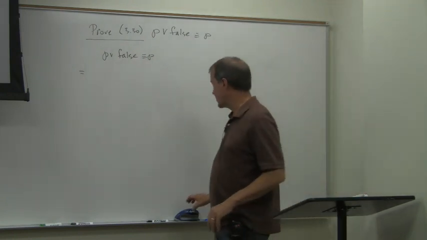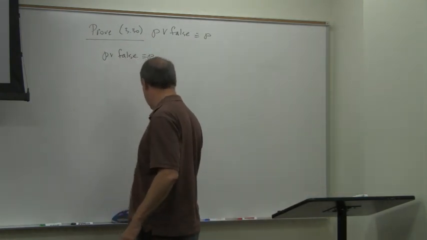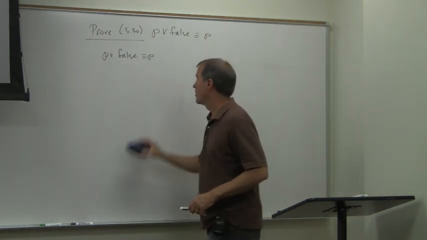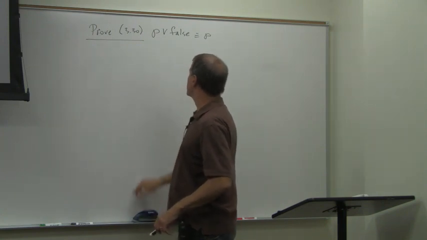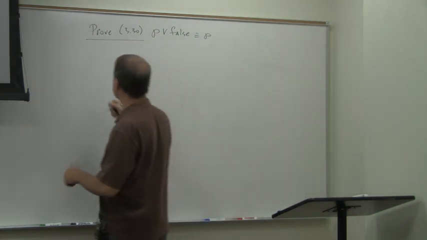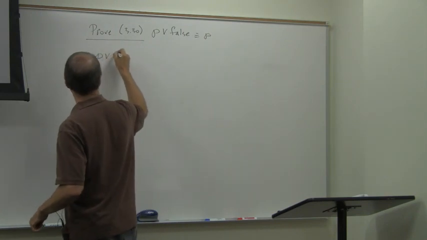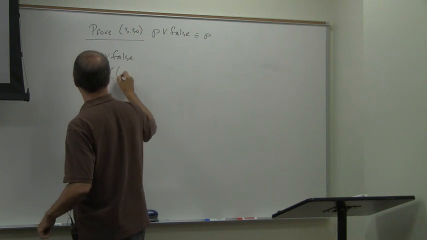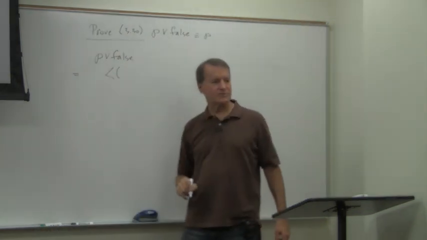I tell you what, let's do it. I think the way I would do it would be like this. P or false equivals P. I would start with the left-hand side and get it to the right-hand side. Okay? So how about this? P or false. Well, what's another way to write false?